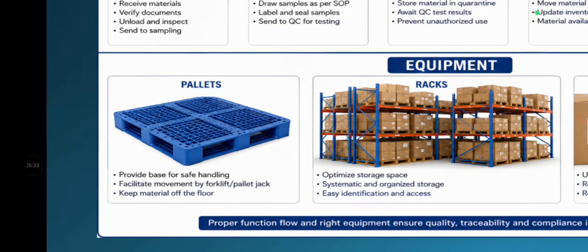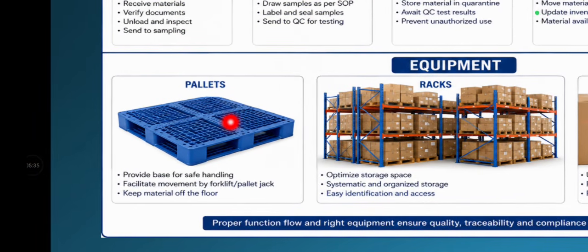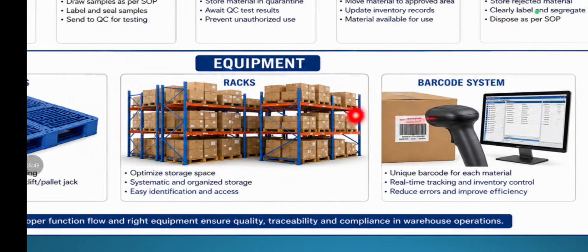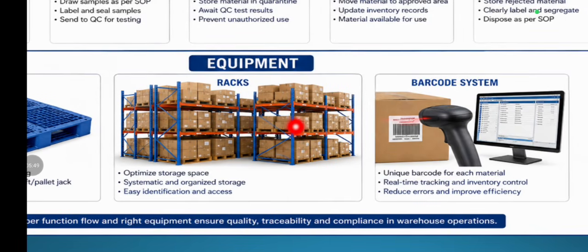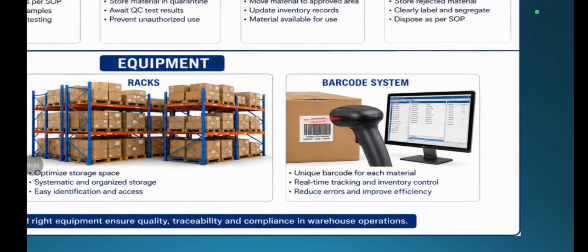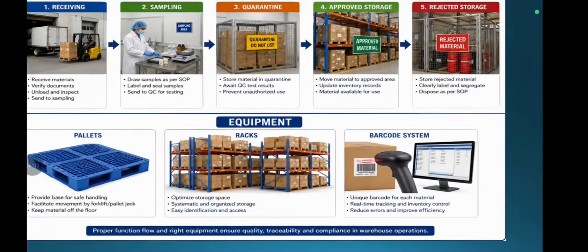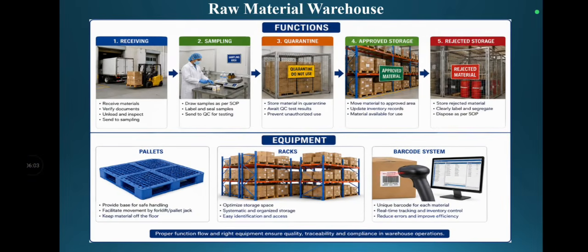Next, the equipment used for the storage area. The main one is pallets. A pallet allows safe handling and facilitates movement with forklifts and pallet jacks, keeping material off the floor. Then racks, which are used to optimize storage space and make materials easy to identify and access, and a barcode system. These are the equipment available in the raw material warehouse functions.